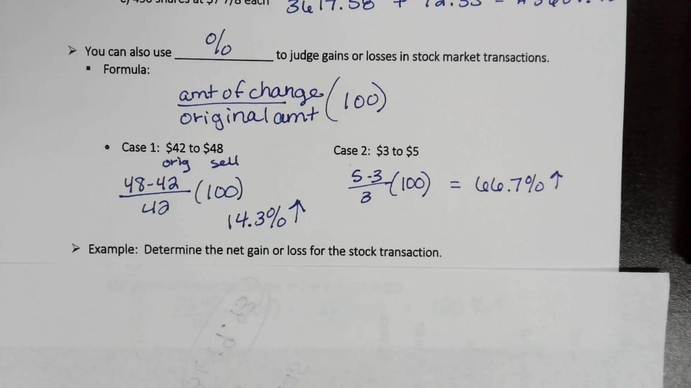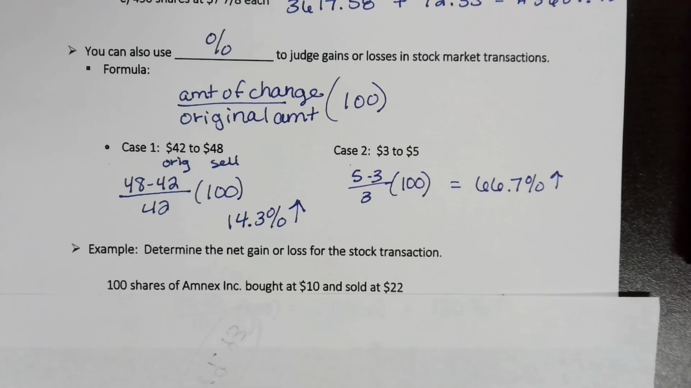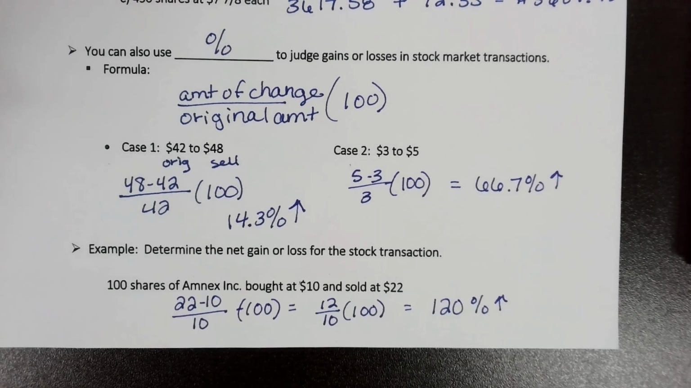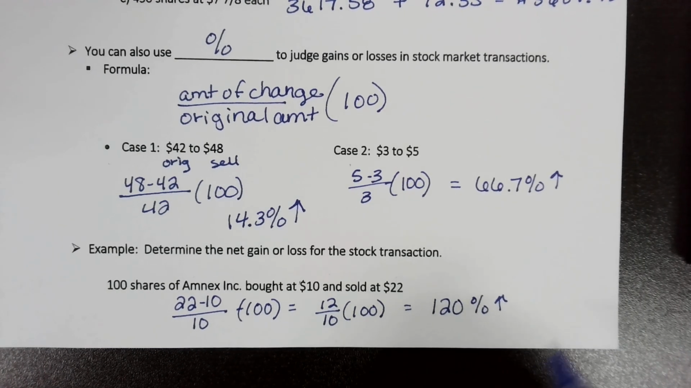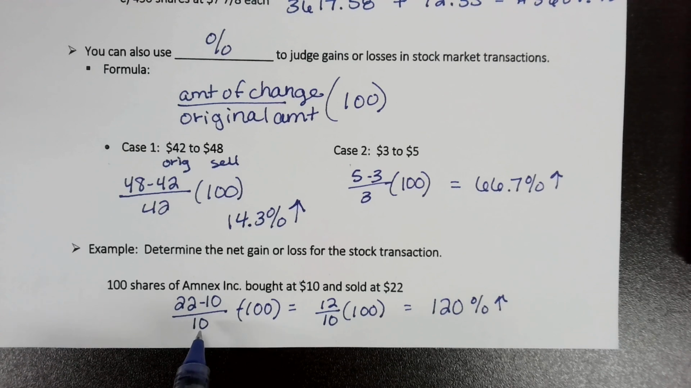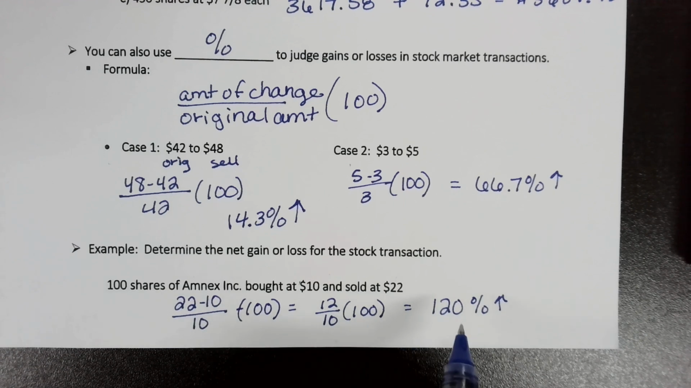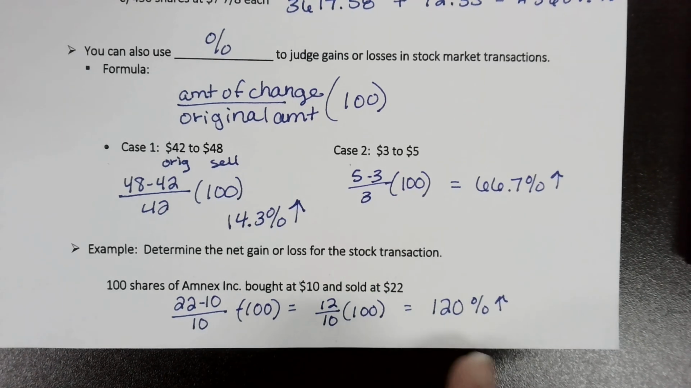Okay, try this one. Example, determine the net gain or loss for the stock transaction below. 100 shares of Amnex bought at $10 and sold at $22. In the same math, that's a 120% increase. I only bought it for $10 and I sold it for more than double what I paid for it. That's a nice return on your investment right there.